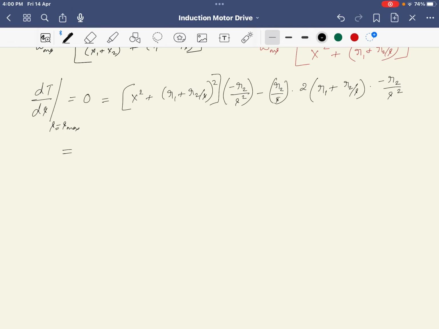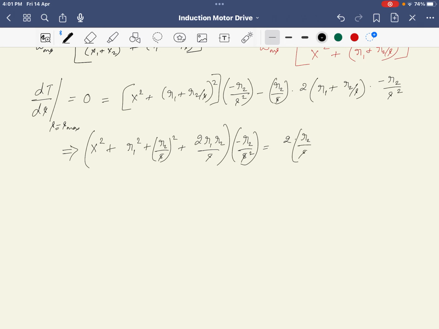So then what we are going to do is take this aside. Like X square, this one we will split: R1 square, R2 by S whole square, plus 2 R1 R2 by S, this is one side, and another one will be, okay, let us write down first. Whole this into minus R2 by S square is equal to 2 times R2 by S minus R2 by S square whole into R1 plus R2 by S.